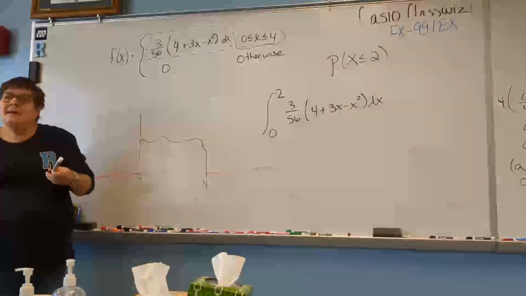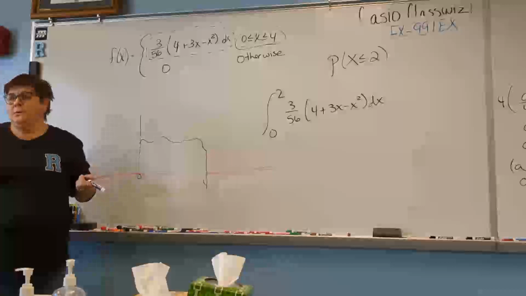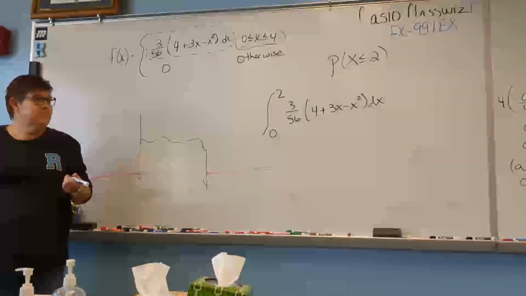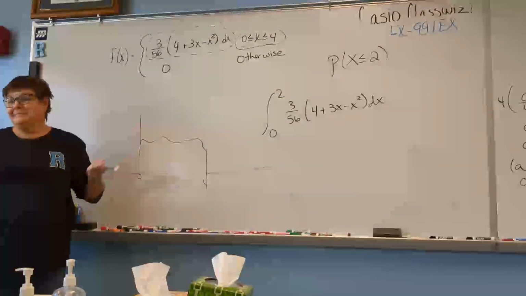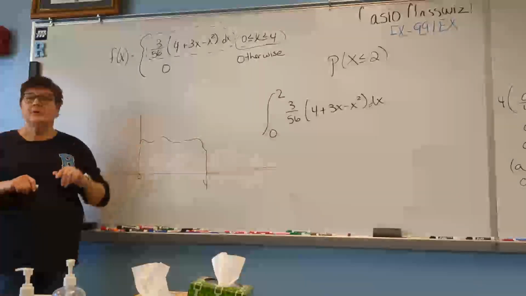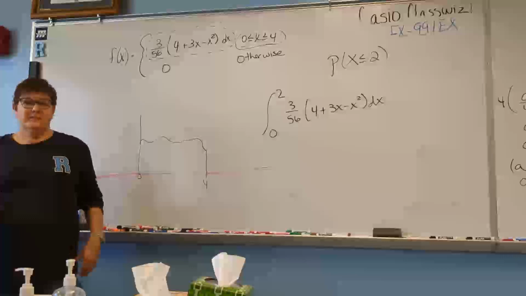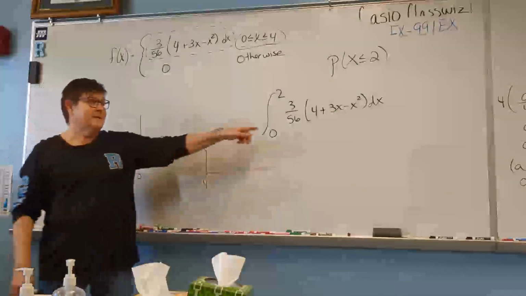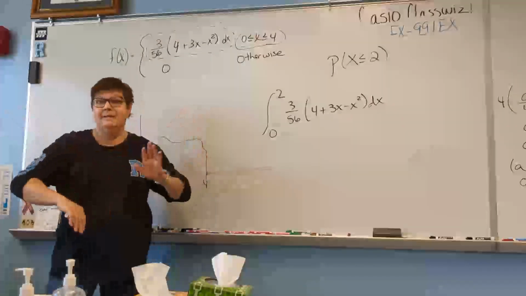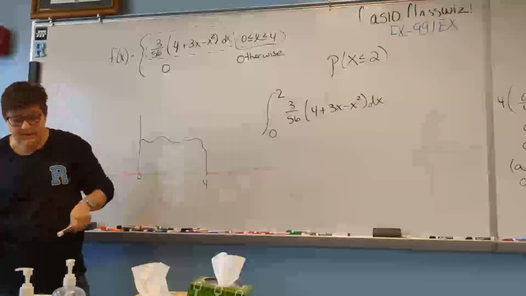If this said when x is greater than or equal to 2, what would my bounds have been? 2 to 4. Okay, so go ahead, take an integral. What can I do with that funky 3 over 56? Bring it along for the ride. Integrate the easy stuff, put that back in at the end. All right, give it a whirl, see how you do.